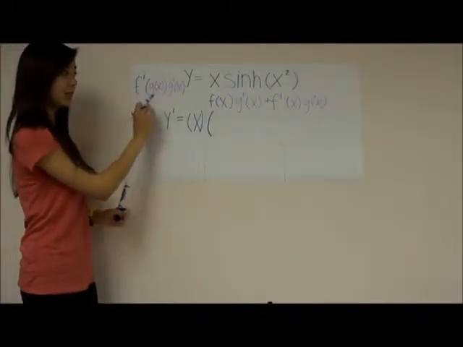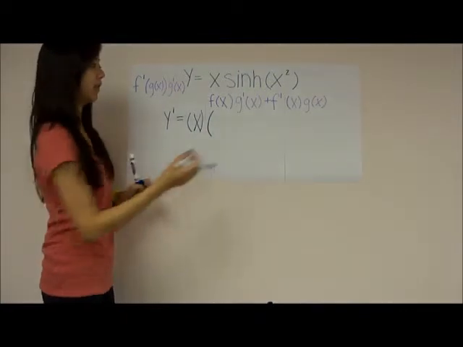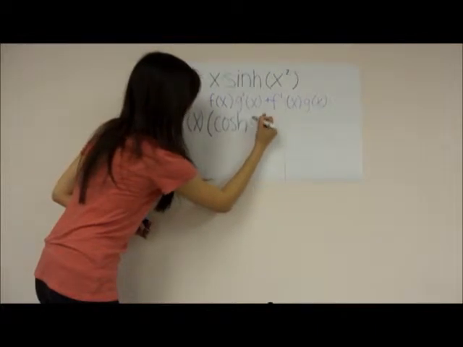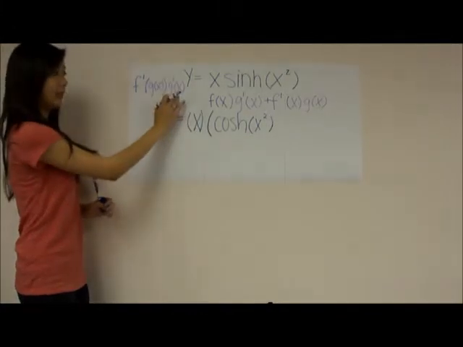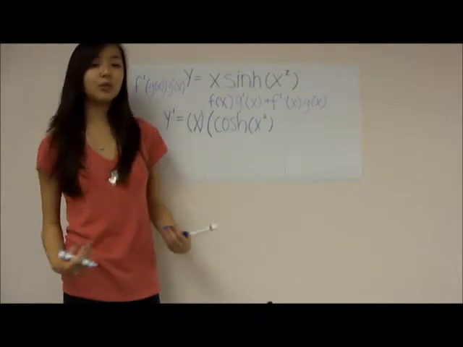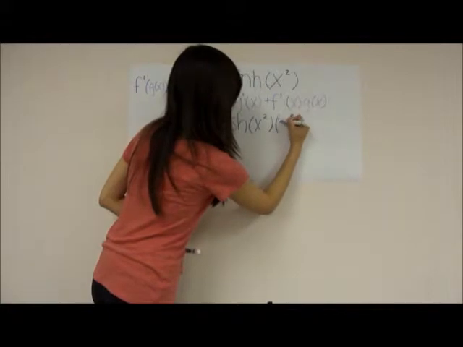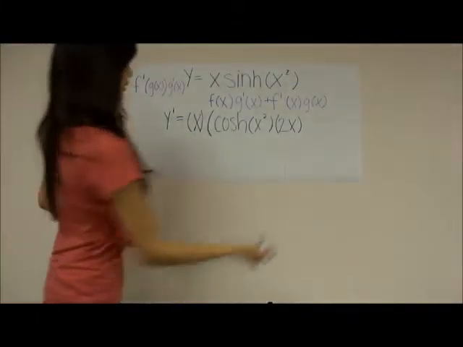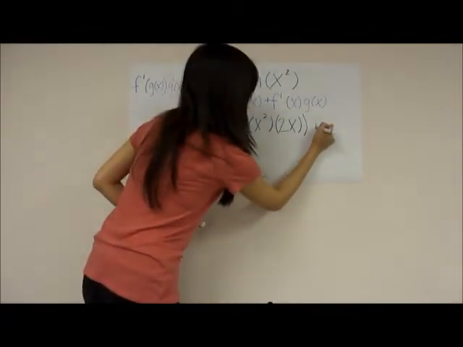So with that, we have first f prime of g of x will be derivative of hyperbolic sine of x squared. So derivative of hyperbolic sine is just hyperbolic cosine. Then we have our x squared. Now for the derivative of the inside function, we have x squared, so using the power rule, the derivative of that is 2x. So times 2x. Now we have that first part, plus.